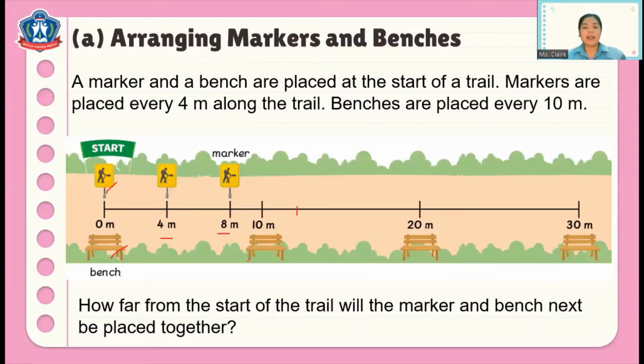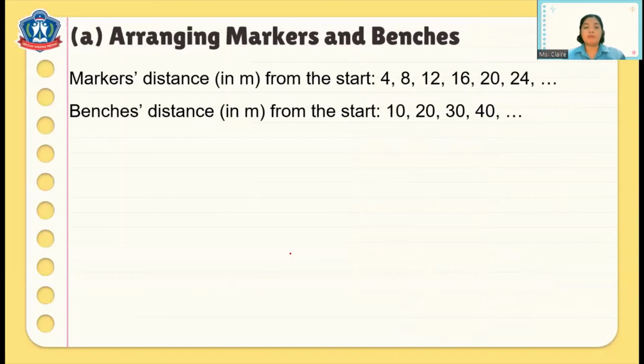Benches are placed every 10. So 10, 20, 30, and the next is, yes, 40. How far from the start of the trail will the marker and bench next be placed together? So there is a mark here where the marker and bench will be placed together. So how many meters is that from the start of the trail? So let's solve it this way. We are going to find the multiples of 4.